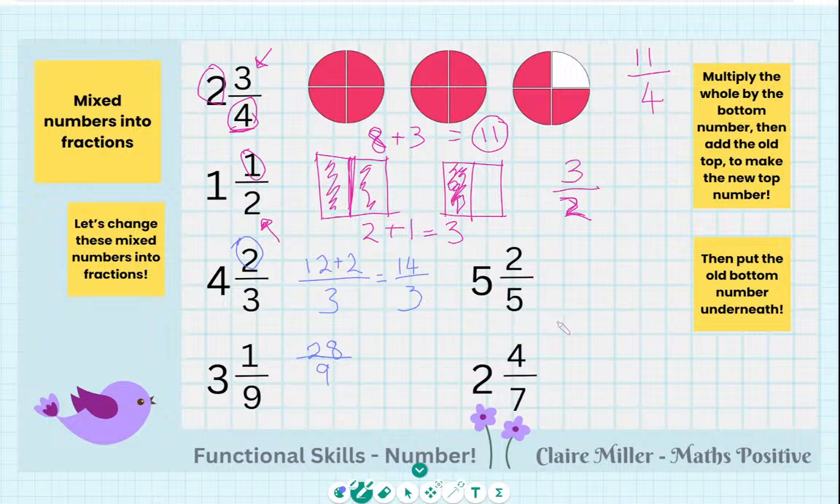Let's do a couple more. Let's finish these ones off and then we'll do the other direction next time with a little bit of a recap, I think. Wow, fantastic. So for this one, we're turning this all into fifths, aren't we? So 5 times 5 tells me that in those 5 wholes, there are 25 fifths. And then I have to add 2 more on. That gives me 27 fifths in total.